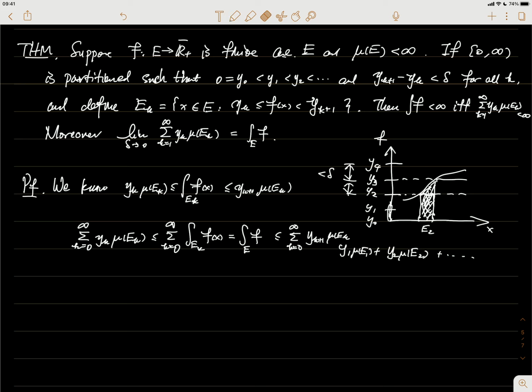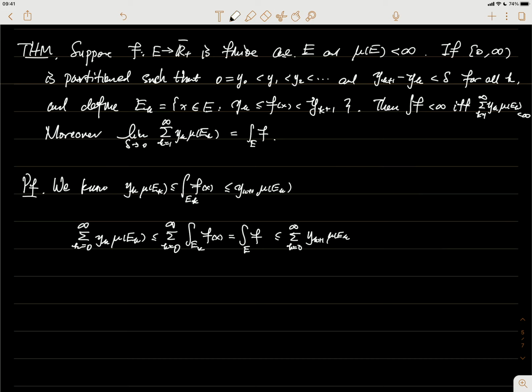Okay, let me erase those. And apparently for each one of these Ek, we know that y(k+1) is not far from yk itself, because we have this property: it's less than or equal to delta plus yk. So that's why this is less than or equal to the sum of yk mu of Ek plus delta times the sum of mu of Ek. But since those Ek are disjoint, this part here is just mu of E.